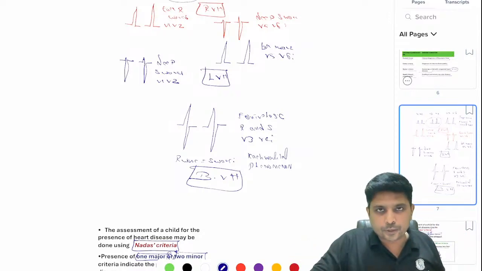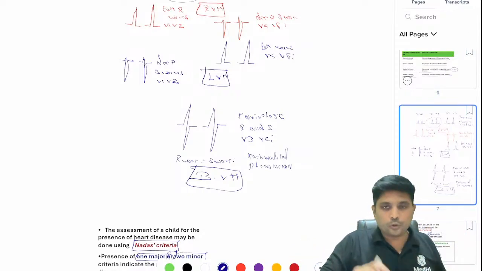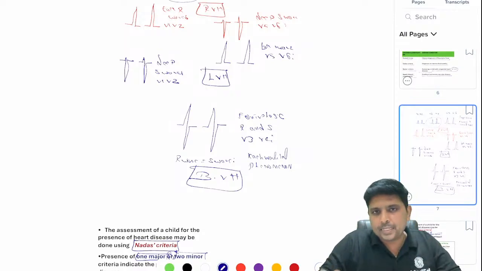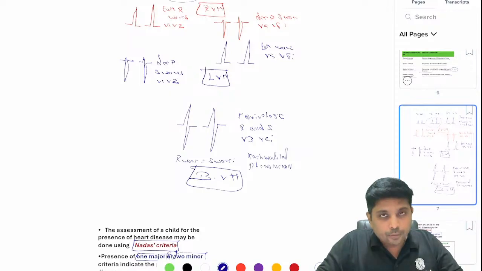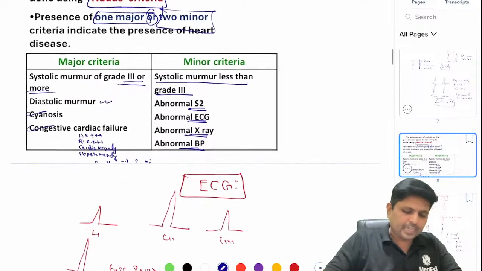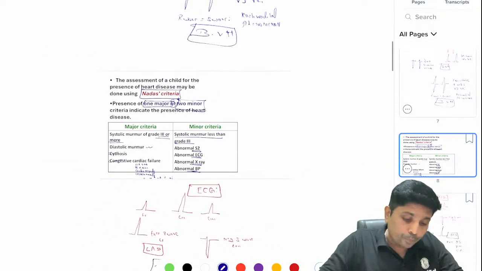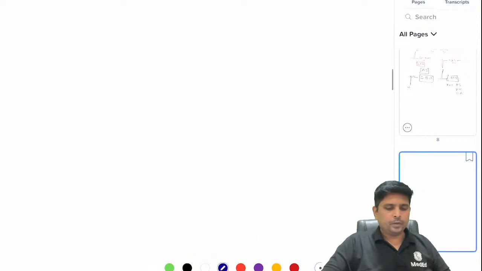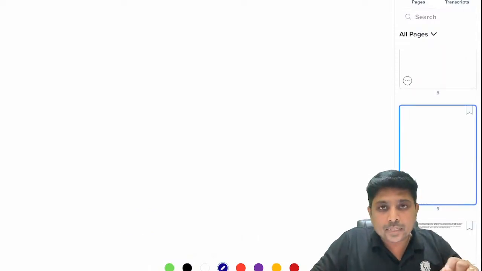So this is with respect to ECG. Please remember the simple concepts of ECG for pediatric congenital heart disease, and you need to remember the abnormal S2. Now, with respect to BP, how are we going to diagnose? Let me say pulses instead of BP.